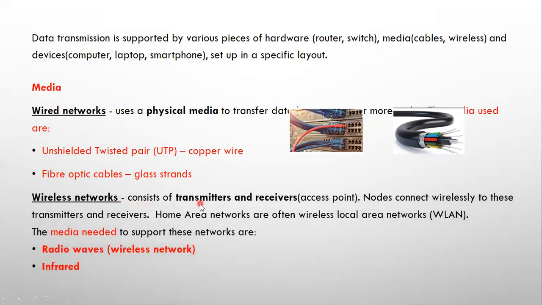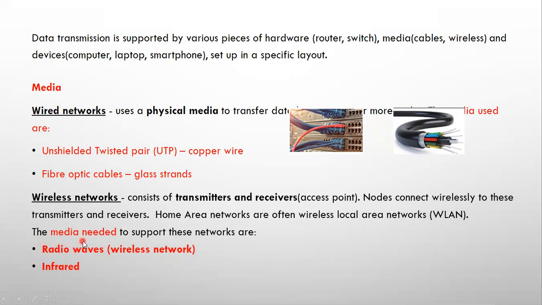Wireless network consists of transmitters and receivers. That's your access point. It can transmit data and can receive data. Nodes, that's your computers and other devices, connect wirelessly to these transmitters and receivers. Your home area networks are often wireless local area networks. At home, you have a router and you have the antennas for your router that allow your wireless transmission. So you can connect your smartphone and your laptop.